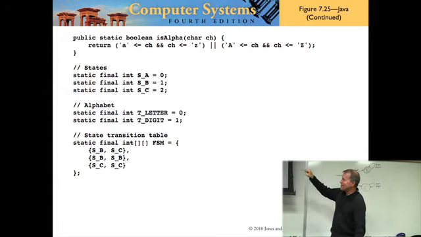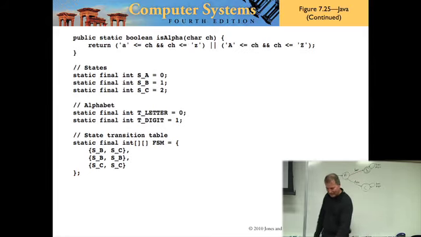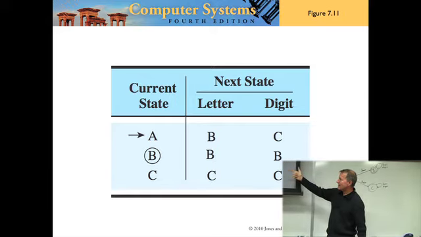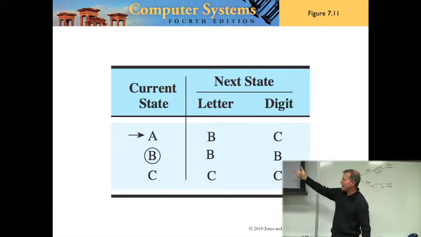Here is the state transition table. Static final int bracket bracket. So what does that make it? A two-dimensional array. And furthermore, let's go back here to our state transition table. Look at figure 7.11. What is the state transition table? Given a current state A and that our next state is a letter, what does it give us? A new state, what the next state is.